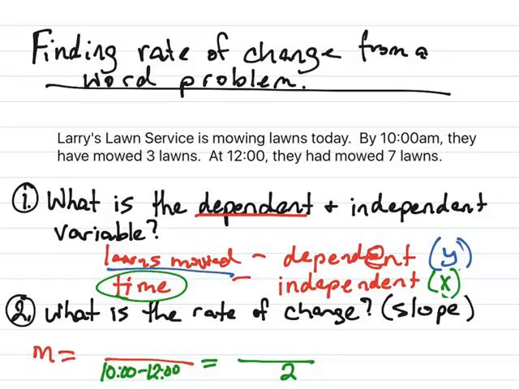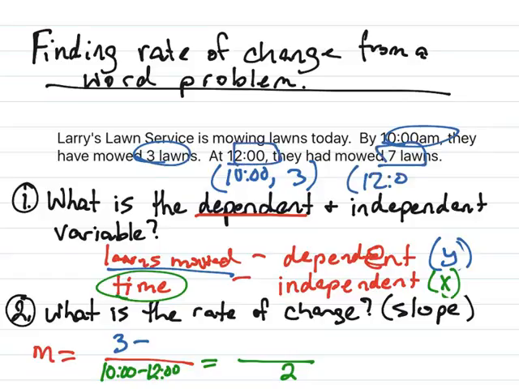How many lawns do they mow? Well, if I started with 10, that pairs up with 3. That's the ordered pair. 10 o'clock, comma, 3 lawns. And so 3 minus, and then this one is 12 o'clock, comma, 7 lawns. So this would be 3 minus 7. Well, that is negative 4, which seems a little strange, right? Oh, 10 minus 12 is negative 2, by the way. That should be a negative. Okay, so those both turn positive, 4 over 2.